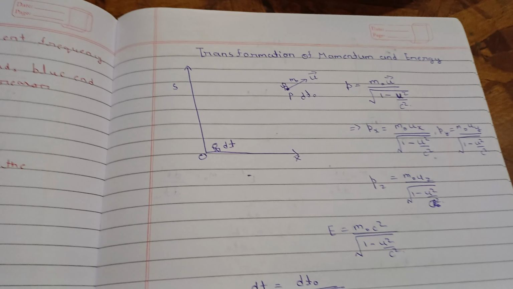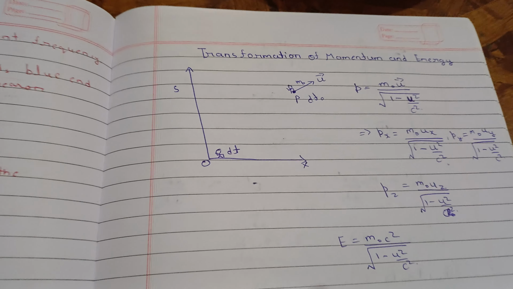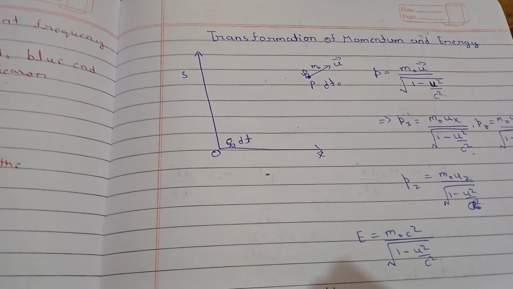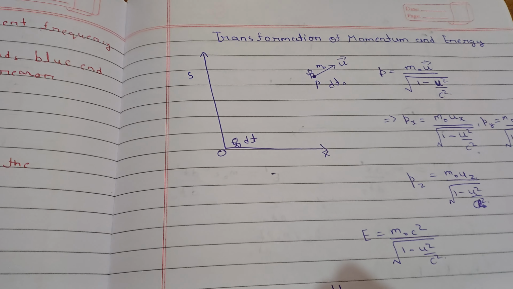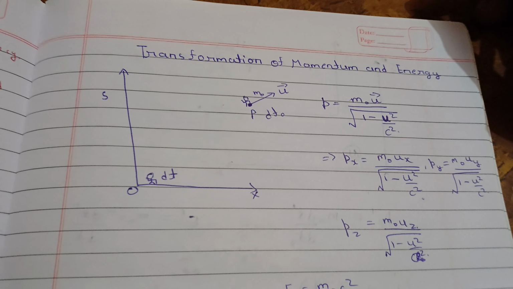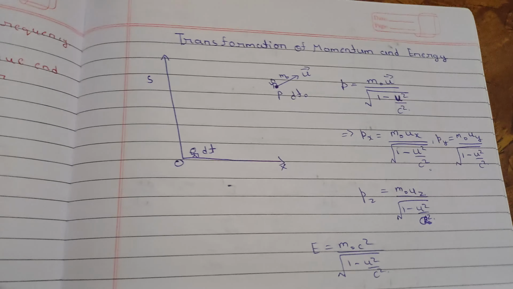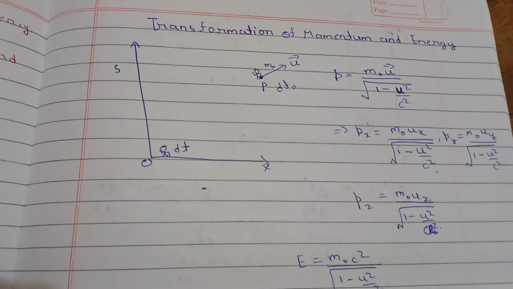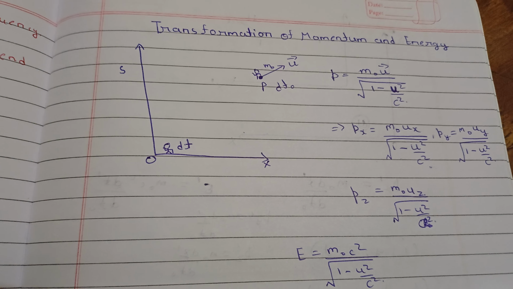So, hello everyone. This is lecture 6 for the STR, the special theory of relativity. In the last lecture, we studied the Doppler effect in the relativistic case. Moving forward, we're going to discuss questions related to the Doppler effect.